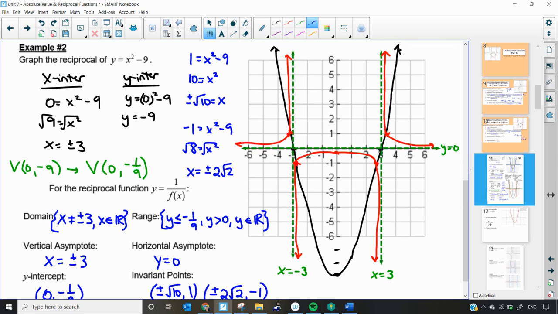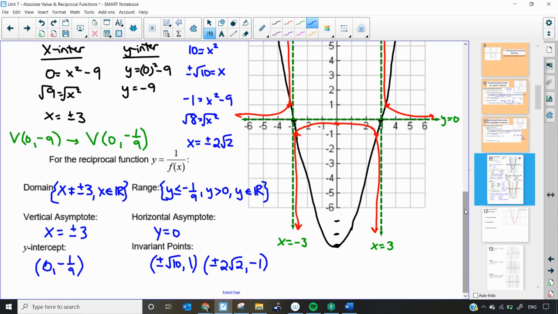Once we have our graph plotted, then we're looking at our domain and range and asymptotes and so on. So this is kind of where we're summarizing everything for the function. Now, our domain, we have those restrictions of plus or minus 3. So our domain would be x cannot equal plus or minus 3. The rest of the graph would be x is an element of reals. For our range, we have to consider both pieces. So we have this point here. It's a local maximum at negative 1/9. So all of my y values are less than or equal to negative 1/9, but all of my y values are greater than 0 as well. And then y is an element of reals.